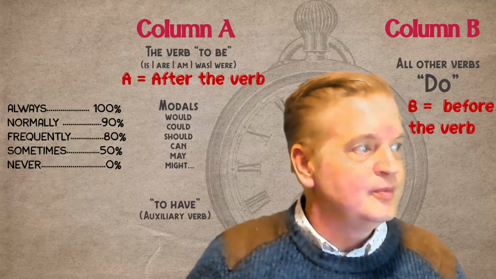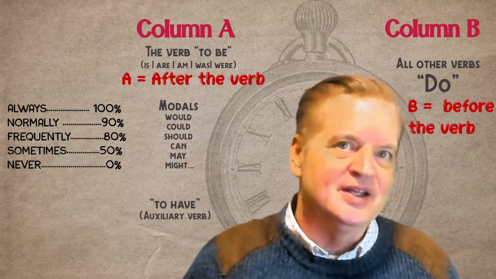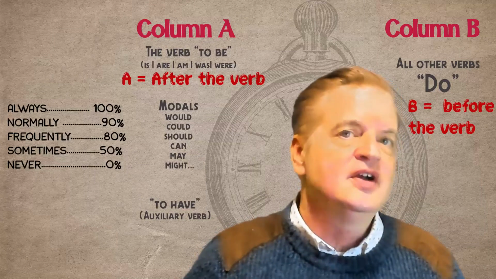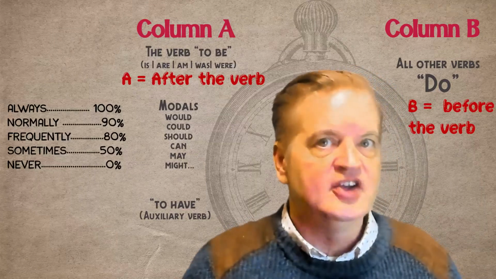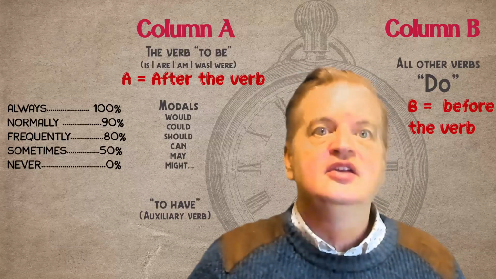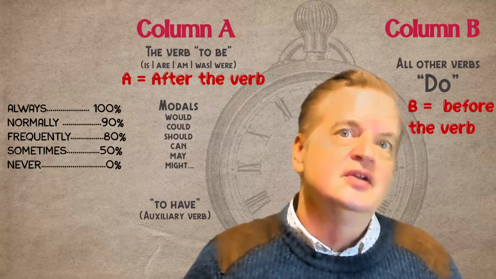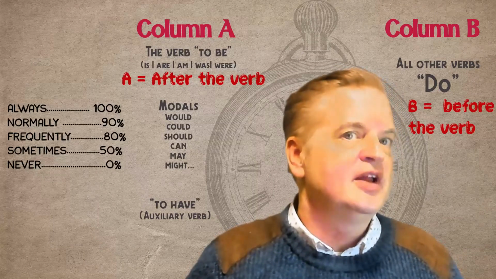A for after, B for before. Will is in column A. Mary will frequently search the database. Let's substitute Mary. What is Mary? He, she, it, you, they. She. She will frequently search the database. She'll frequently search the database.